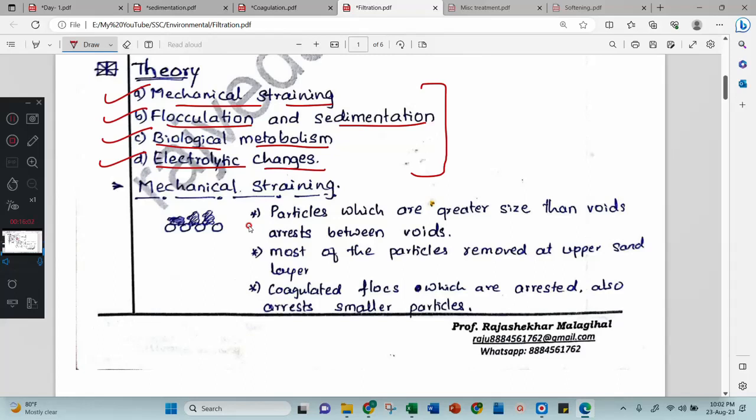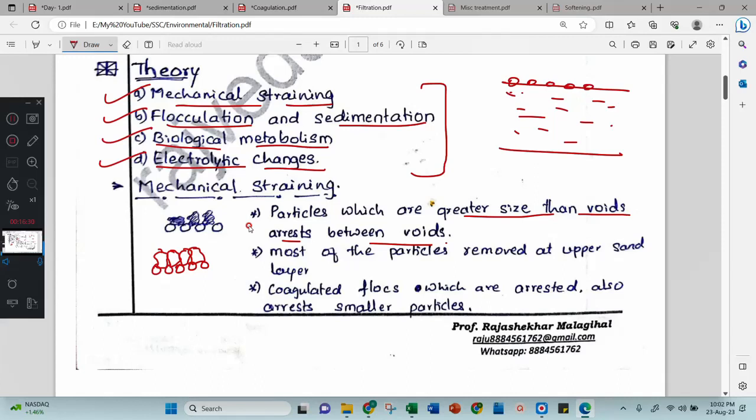Mechanical straining: for example, this is your filter body, and you have particles larger than the voids. Voids are there, no? The particles with a greater size than the voids will be arrested between the voids. Most of the particles are removed at the upper sand layer. In the upper sand layer these particles will be arrested and removed. Coagulated flocs are also arrested, and smaller particles too. The flocs coming from the coagulation tank, if any are retained, will be removed in this filtration. This is called mechanical straining.